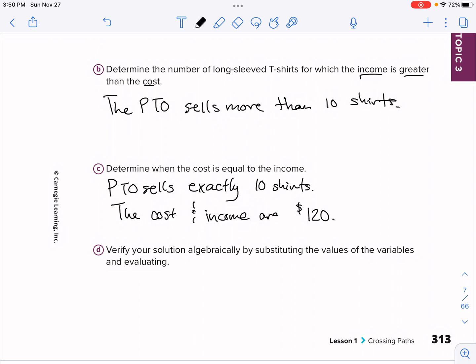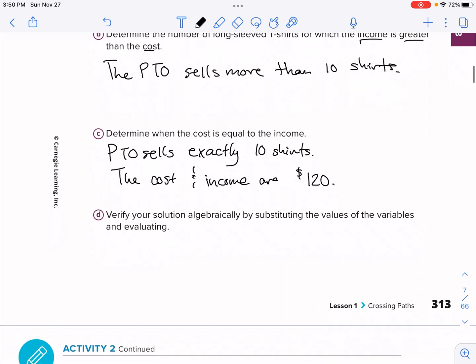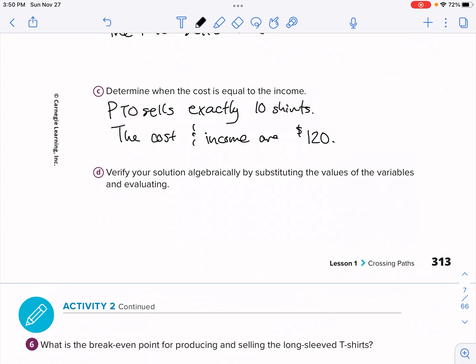Okay, so we're spending $120 to purchase the 10 shirts, and also if we sell those exact same 10 shirts, we'll be receiving $120. So the cost is equal to the income when those two graphs intersect, the red and the blue line. But we're also going to verify this, right? Verify this algebraically by substituting the values of the variables and evaluating.